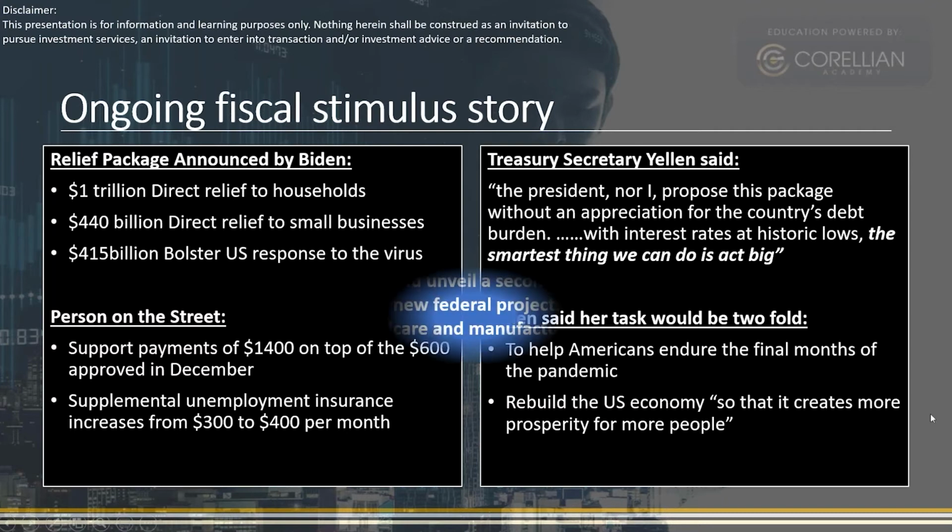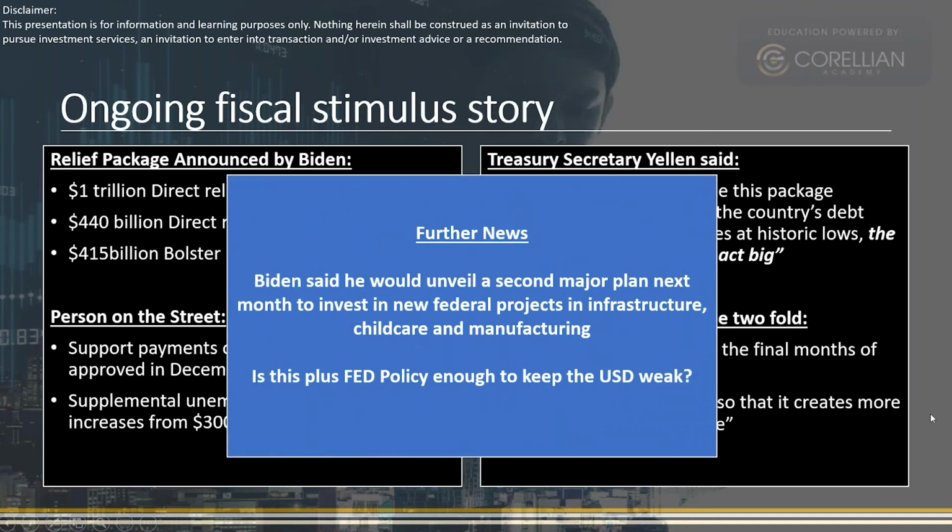But Yellen did say her task will be twofold. But I think realistically, there was further news that Biden is now talking about a secondary plan. I think he's trying to get this into February, between February and April, about a much broader package, because the package they're suggesting now, the 1.9 trillion, is just a relief package. It is a plaster, it is not a stimulus.